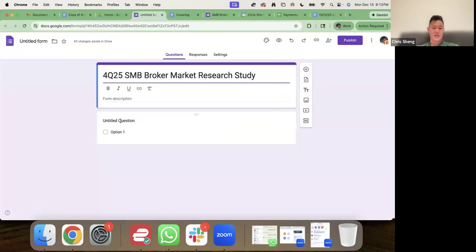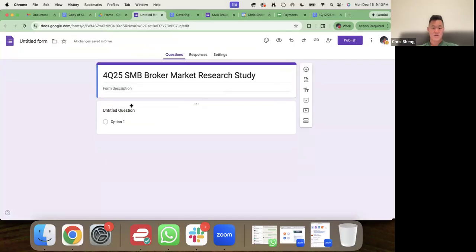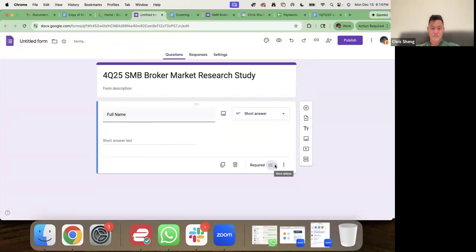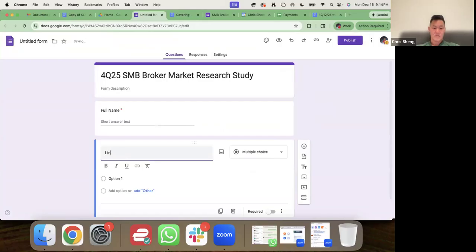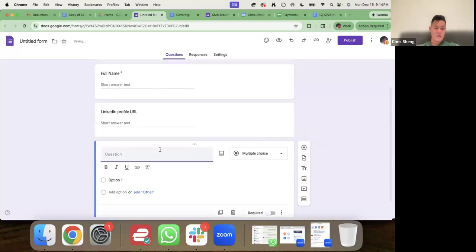So I will do something like this. I'm just going to break it up into sections. This will be full name, LinkedIn profile URL. And then again, if I'm giving a $5 Starbucks gift card, this is the best way to frame it, or some kind of incentive. What's the best email? And you can also ask for a phone number to send your.